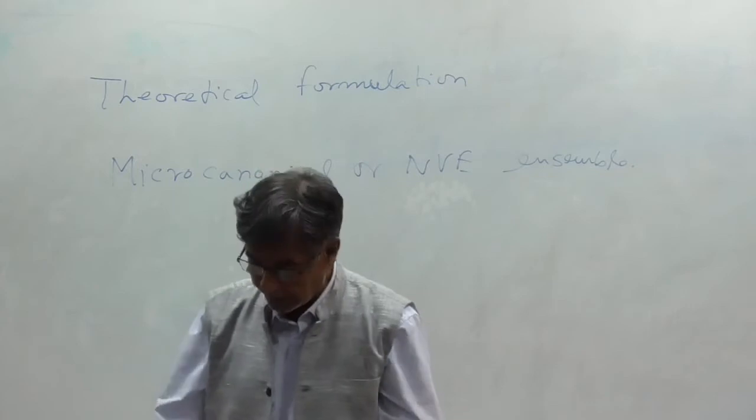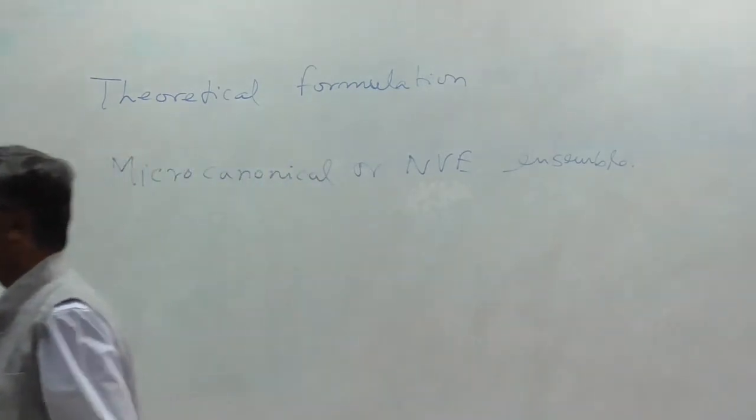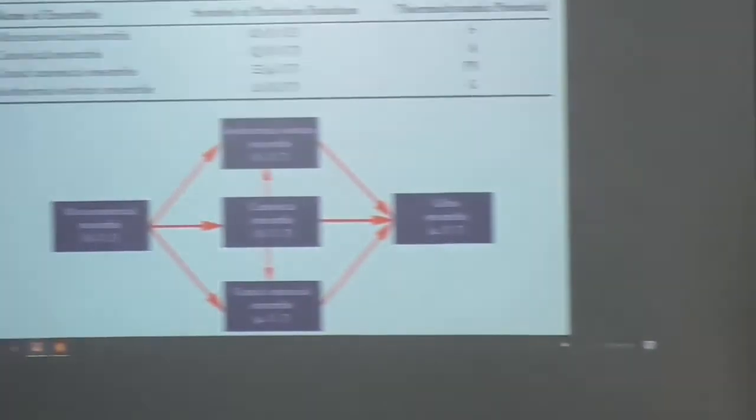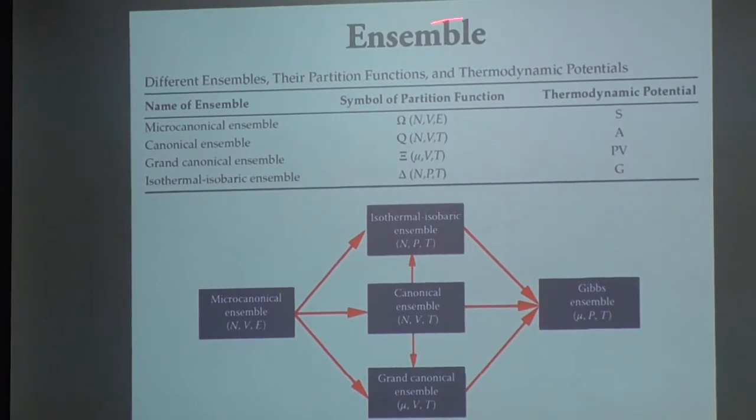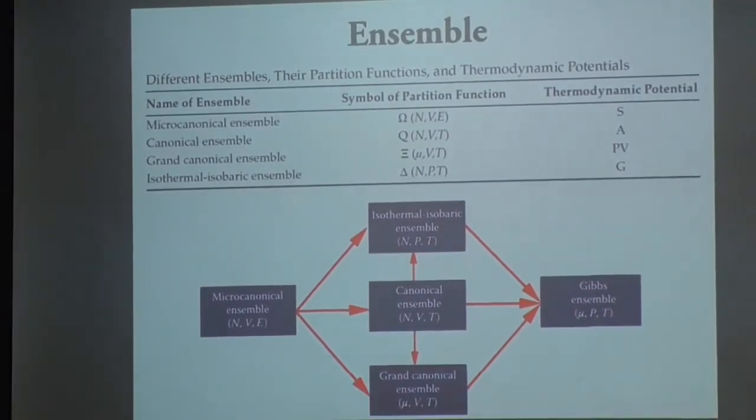So here are some of the many different ensembles that we'll use. We'll do a very important thing, which is the thermodynamic potential and the symbol of the partition function. This is a very important slide, but we will come back to it many times. So one is the microcanonical ensemble, and there is the canonical ensemble, and the grand canonical ensemble.